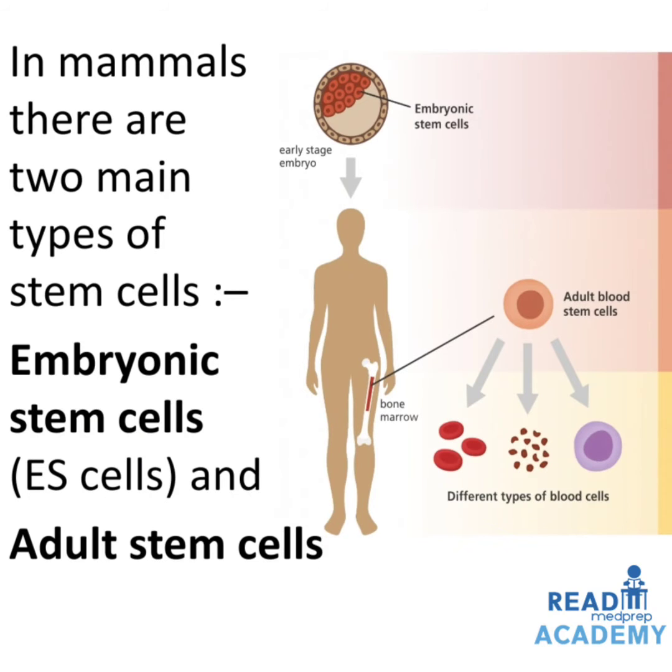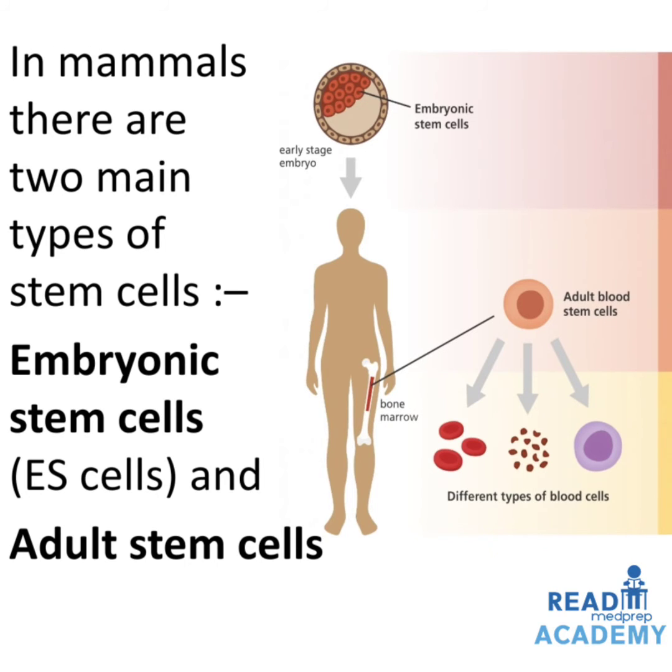In mammals, there are two main types of stem cells: embryonic stem cells, called ES cells, and adult stem cells. In the right side image, you can see the embryonic stem cells, which are present in the inner cell mass. These embryonic stem cells later develop into the whole individual, and the inner cell mass is the source of the embryonic stem cells.